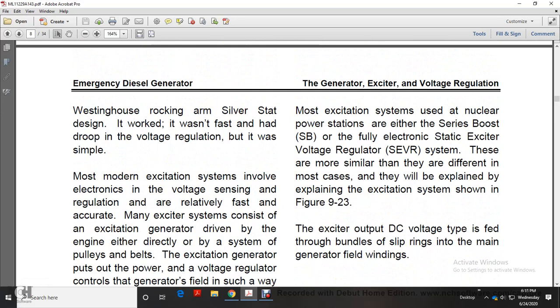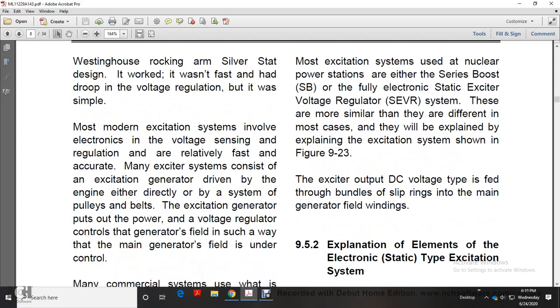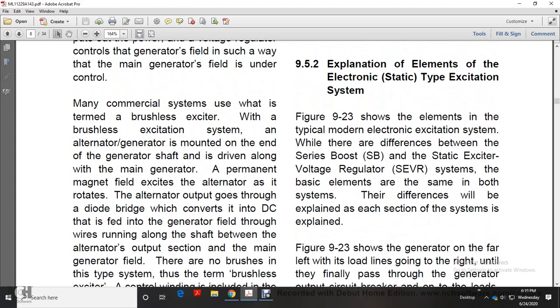Most excitation systems used with nuclear power stations are either the series boost or the full electronic static or resistor voltage regulator system. These are more similar than different in most cases. They will be explained with the excitation system shown in figure 9-23. The excitation output is a DC voltage that's fed through the bundles of slip rings into the main generator field windings.